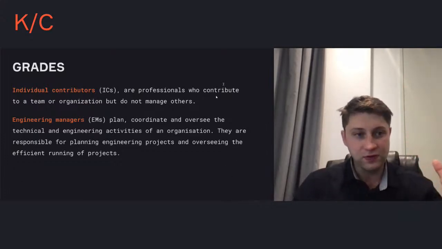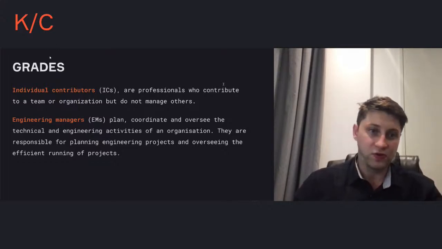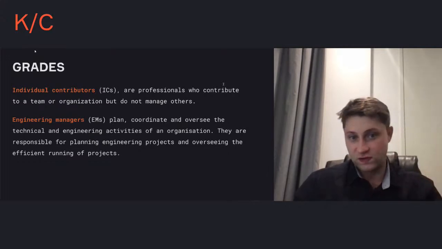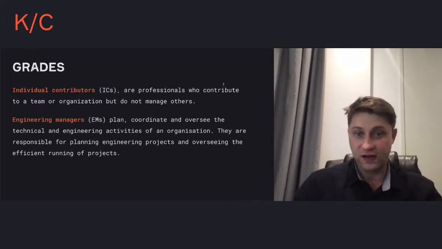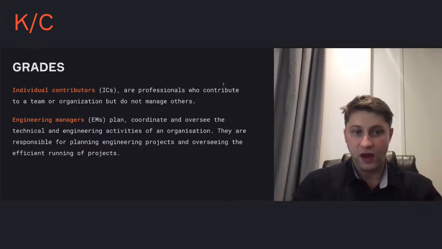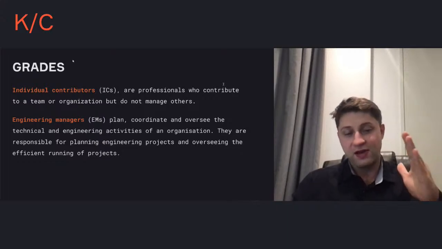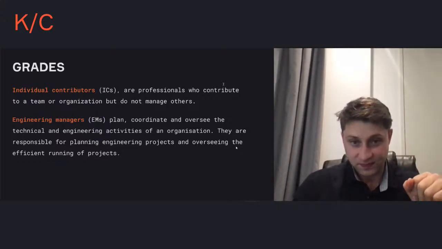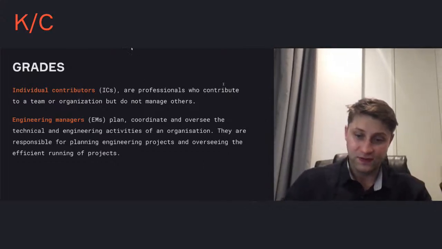Before going deep into levels, we can have a first watershed moment. We have two big areas, two main branches. Individual contributors: those are professionals who contribute to a team or organization but do not manage others. And engineering managers: they plan, coordinate, and oversee the technical engineering activities of an organization. They are responsible for planning engineering projects and overseeing the efficiency of these projects. Probably no surprise for you, right? That there are managers and contributors.